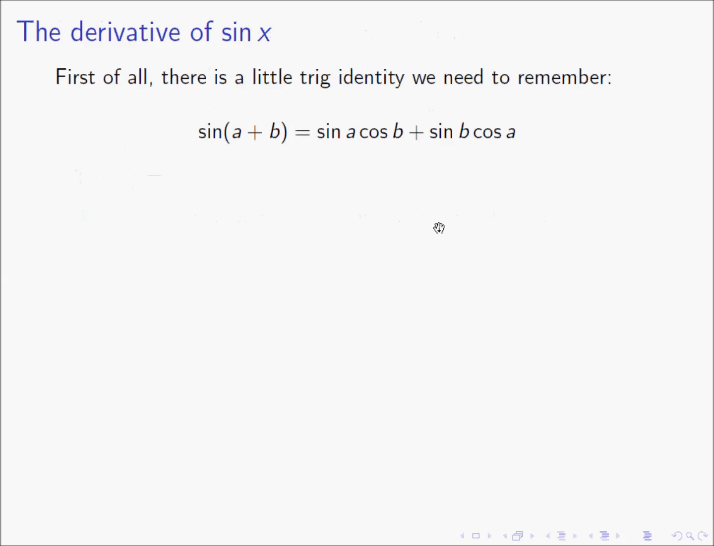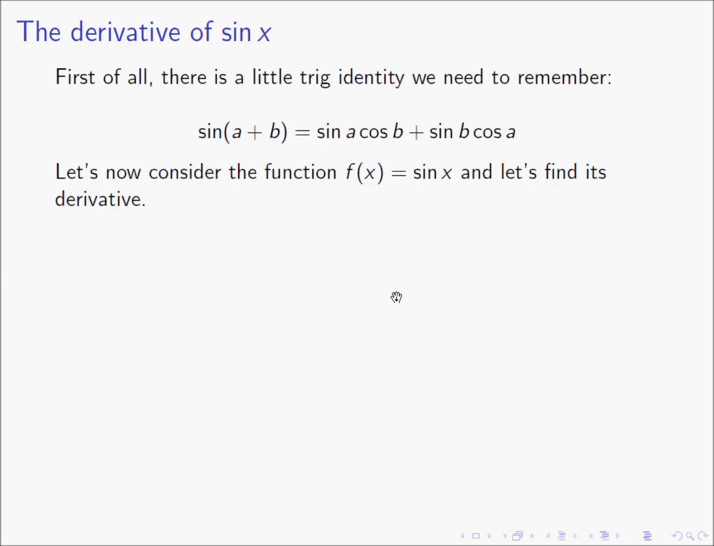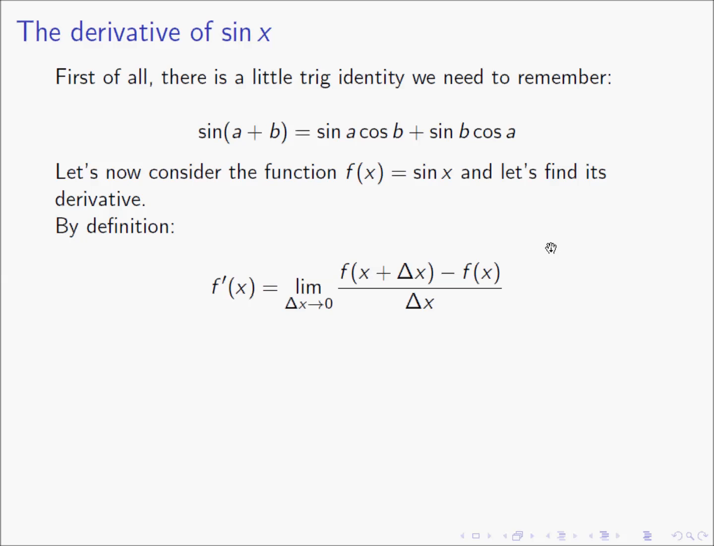We need to remember the trig identity, the identity that tells us what is the sine of the sum of two angles. Now let's consider the function f of x equals sine of x, and let's try to find its derivative. By definition, the derivative of a function at the point x is the limit as delta x goes to 0 of this quotient here.